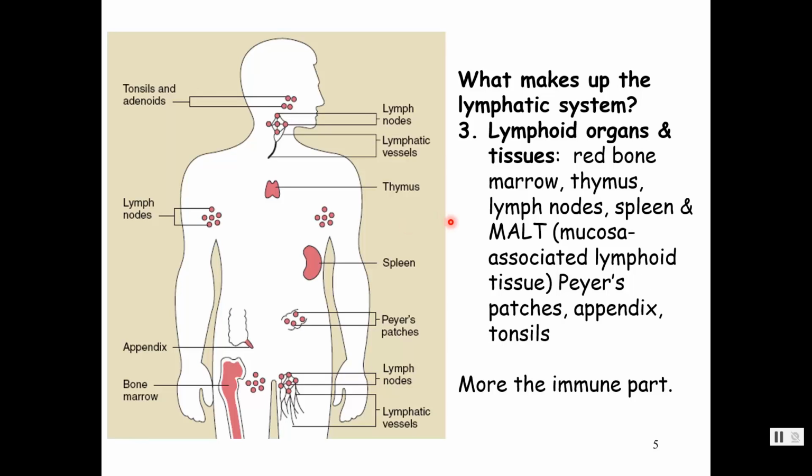We have some organs, and like I said, they're not connected to one another. The red bone marrow has a role in making the white blood cells. We'll talk about the role of the thymus, the lymph nodes, the spleen, and something called MALT, mucosa-associated lymphoid tissue. So we'll talk about Peyer's patches, appendix, and tonsils. So these pretty much are more the immune part, not the sewer part of the lymphatic system.